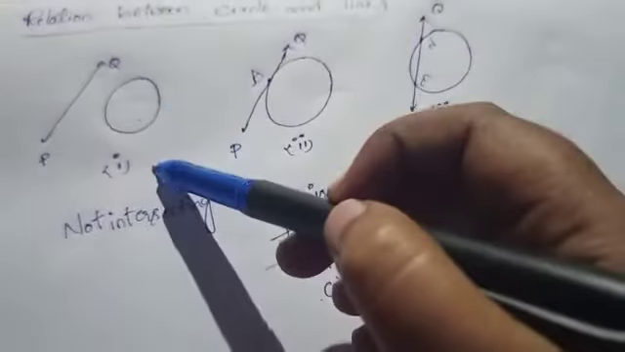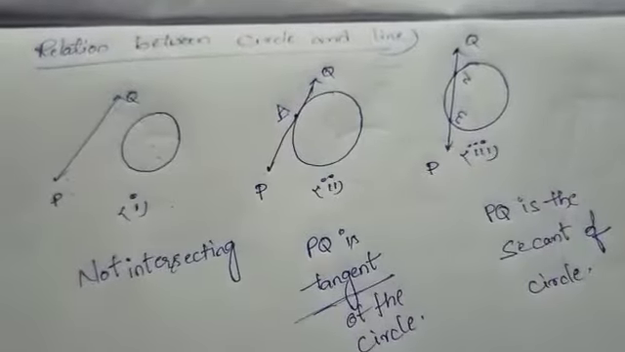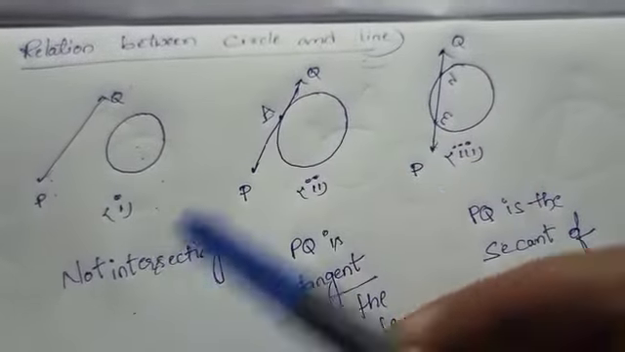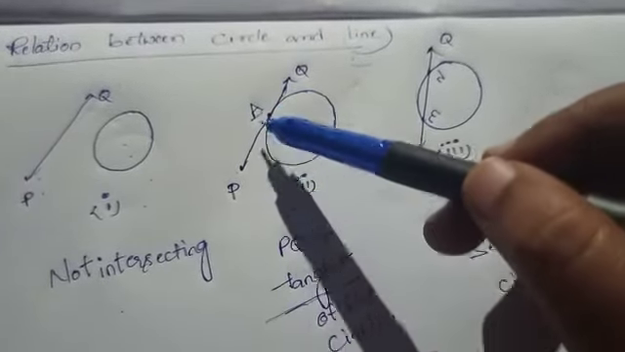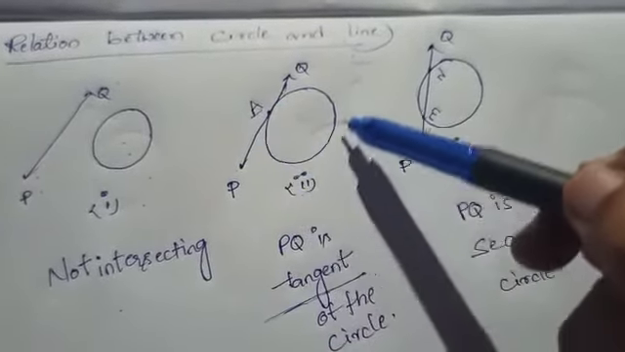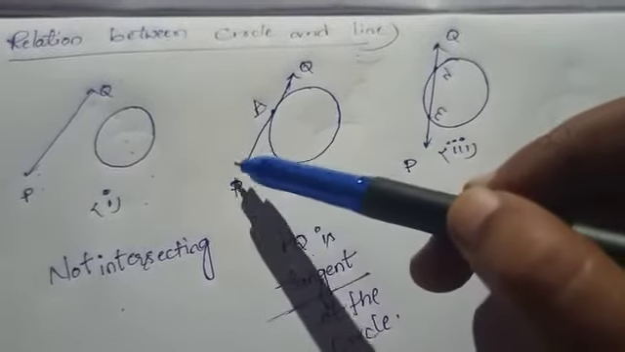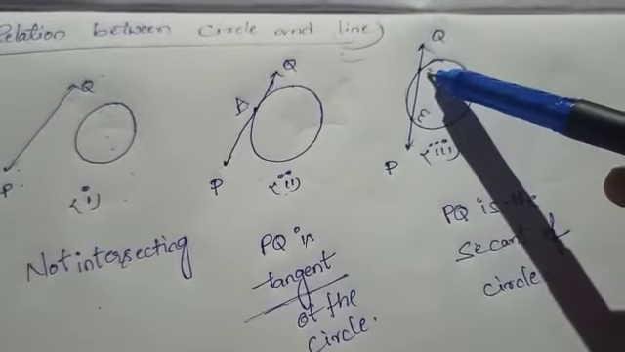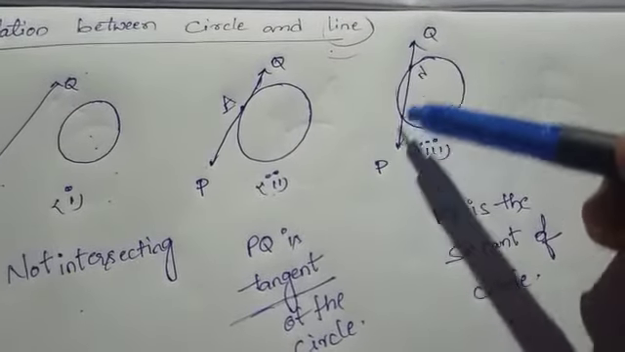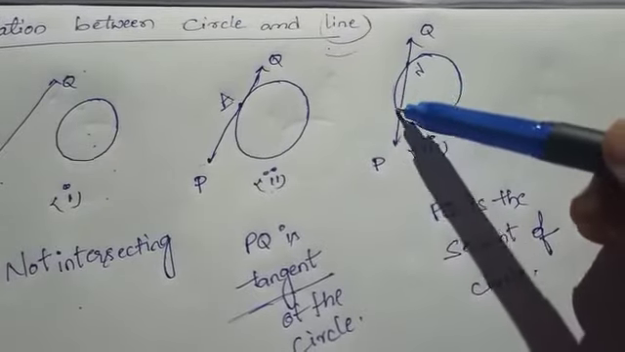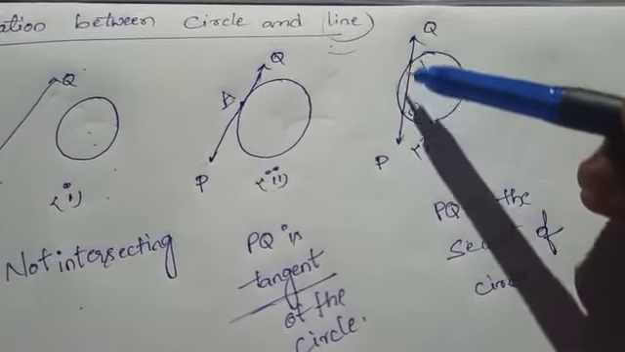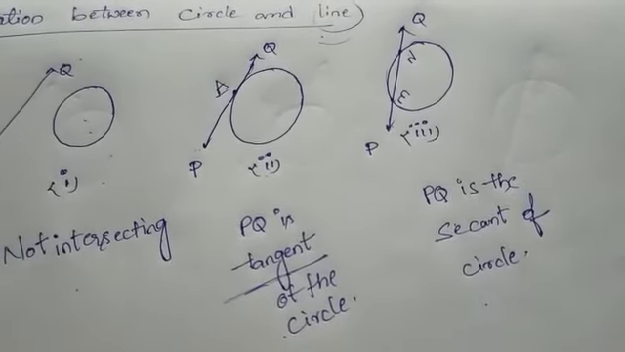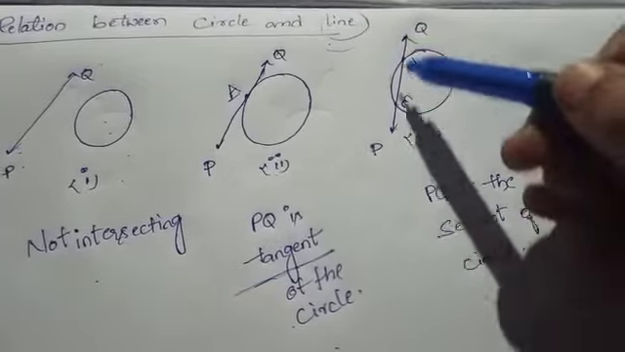In the first case, line and circle are not intersecting. In the second case, line intersects the circle at a single point. So this line is called tangent of the circle. In the third case, line intersects the circle at 2 points. So this line is called secant of the circle.